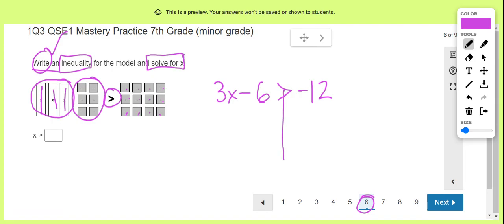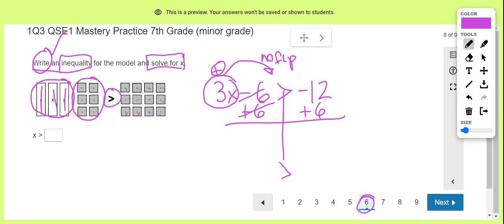Now we're going to circle the variable term and assign to the left. And this is positive, so there's no flip for the inequality sign. And then we start inversing. The opposite of subtracting 6 is going to be adding 6. And we bring down 3x.